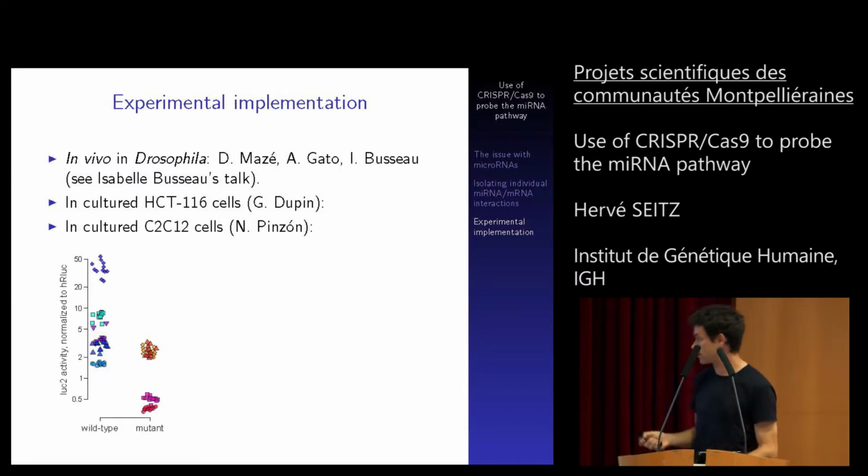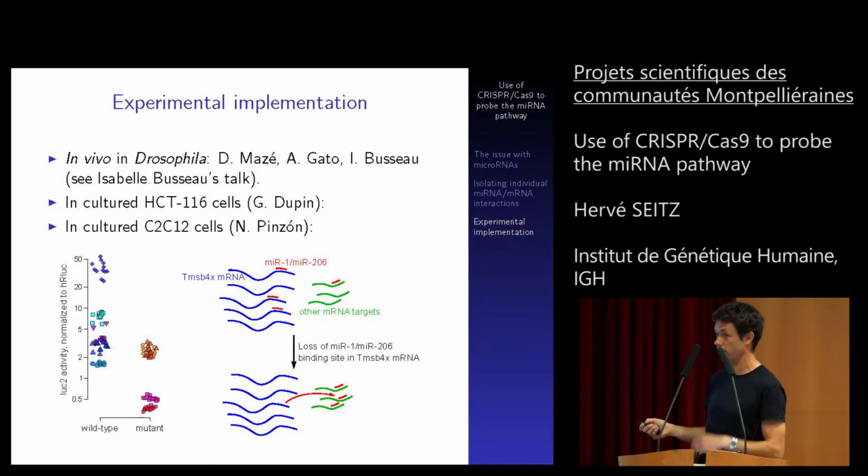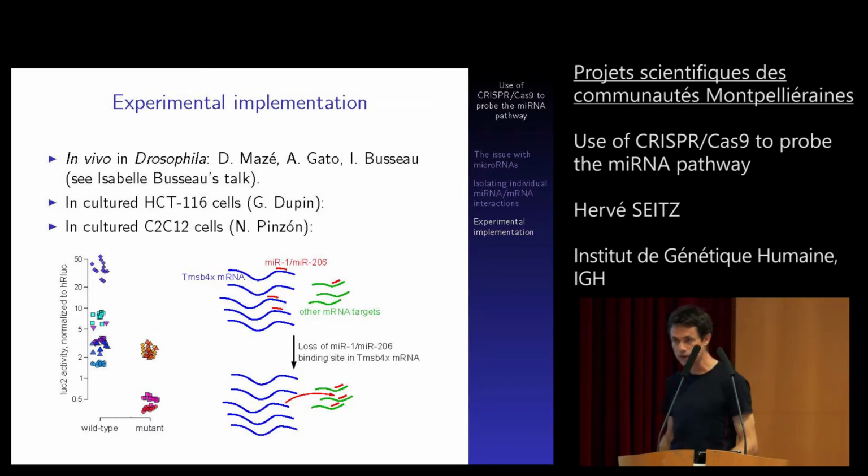And her results were that when you mutate the binding site on TMSB4X, you're actually decreasing the expression of the reporter, meaning that the microRNA, miR1, miR206, becomes more active on the reporter. This told us that probably TMSB4X, which is a very abundant mRNA in these cells, is so abundant that it can sponge the microRNA to the point that when you remove the binding site on that gene, you're actually releasing some microRNA, which can then better target the other genes, including the reporter gene. So that's the way she has been using CRISPR and Cas9 to mutate a binding site for a microRNA.